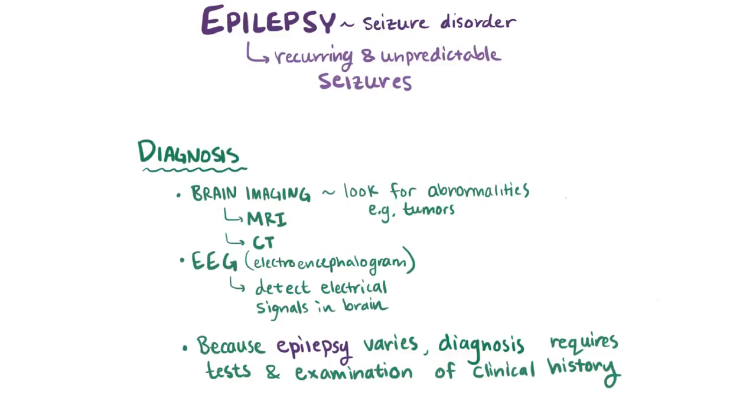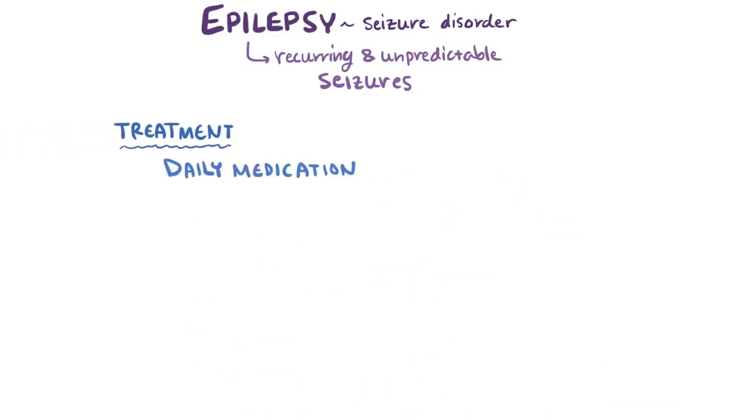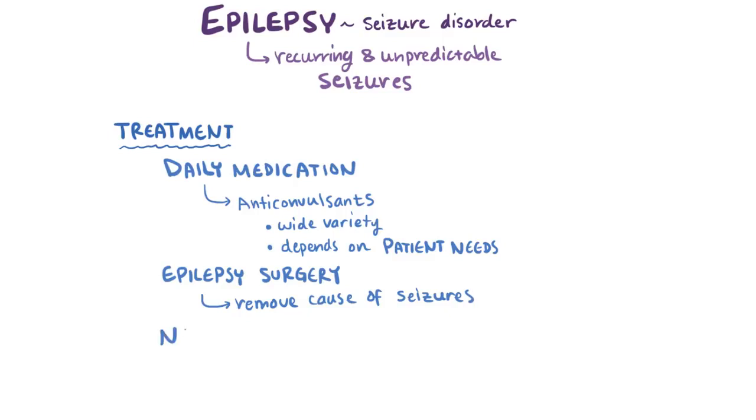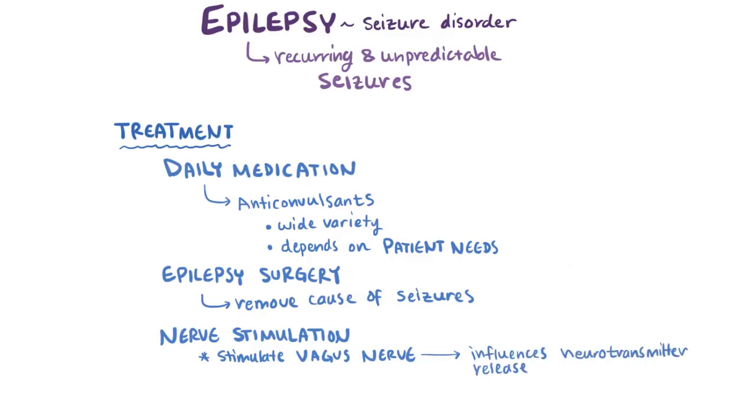Once epilepsy's been diagnosed, it's often treated with daily medication, the primary form of medication being anticonvulsants, of which there are a wide variety of options available that have different targets in the brain, so the choice is based on the specific needs of the patient, including factors like age, lifestyle, other health problems, and the category or subcategory of the epilepsy syndrome. Other treatment options include epilepsy surgery, where they'll remove what's thought to be causing the seizures, like a specific part of the brain or a tumor. Nerve stimulation might also be considered, where certain nerves like the vagus nerve are stimulated, which is thought to control seizures by influencing neurotransmitter release.